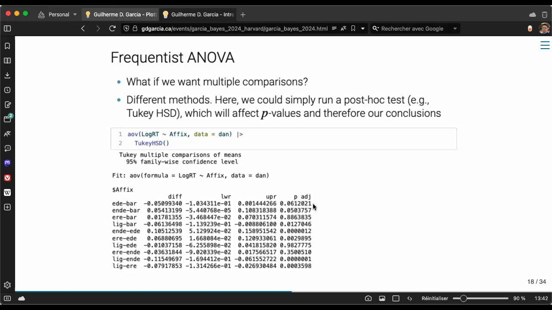So we can see here that 1, 2, 3, 4, 5 of the 10 comparisons would be ruled out as non-significant, just because the p-value has to be inflated, or the threshold is. So 5 out of 10, so half of the comparisons have no statistical significance. And of course, we're not including by-participant effects, right? So it's a very simplistic analysis. But even here, half of the comparisons have to be dropped.